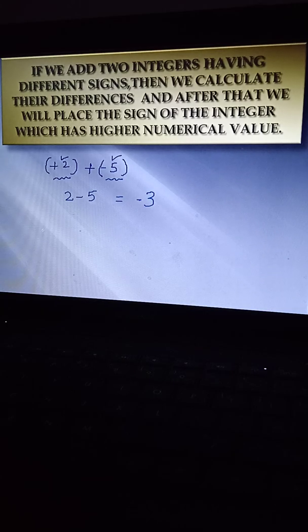Similarly, if we have +5 and -2, like this. This is another example where we have different signs. One integer is positive and the other is negative. So these two signs are merged. Plus and minus, when they are merged, change to negative.